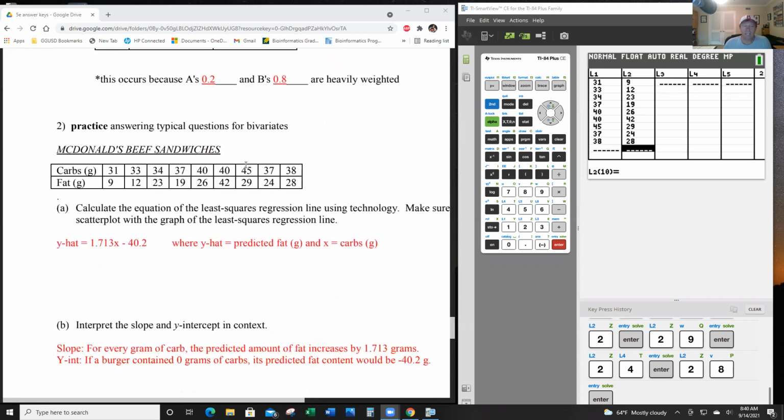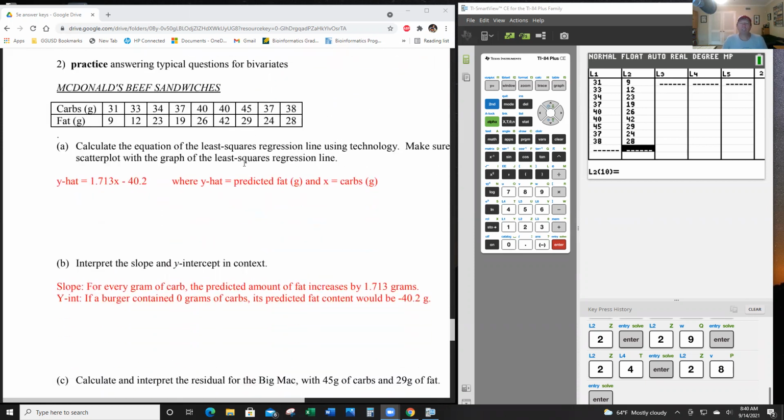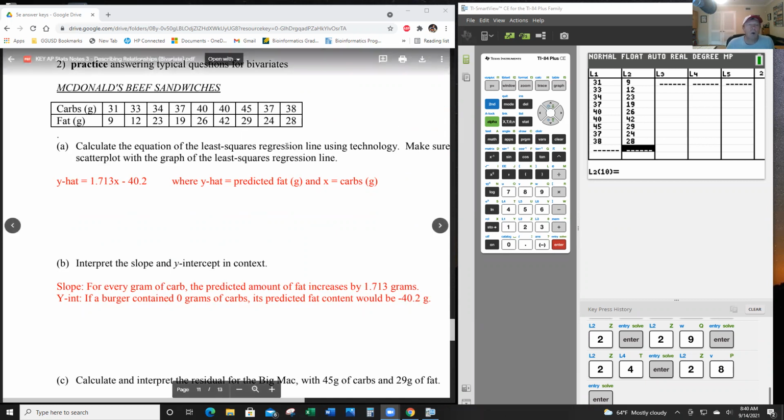So let's just go down to this, practicing a couple of questions. These are going to be good. One is using a calculator, and one is using a table that they would give you on a test. One is very realistic. So this is going to be really good. All right, so McDonald's beef sandwiches, carbs and fat. We want to see if they're related.